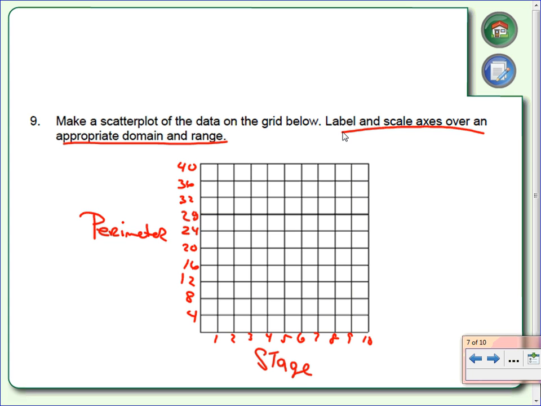So here we go. Our first ordered pair was 1, 4. So everybody find 1, 4, put a dot. The next ordered pair we had was 2, 8. Find 2, 8, put a dot. The next ordered pair was 3, 12. Find it, put a dot. The next one is 4, 16. Then we had 5, 20. Then we had 6, 24.